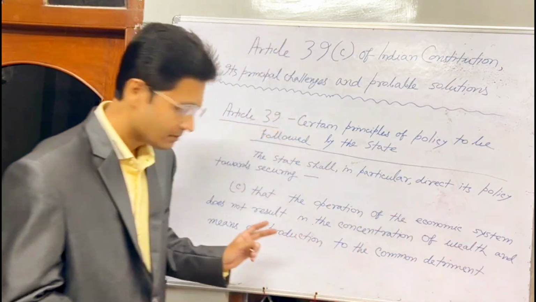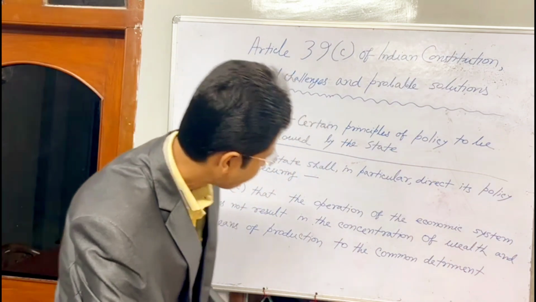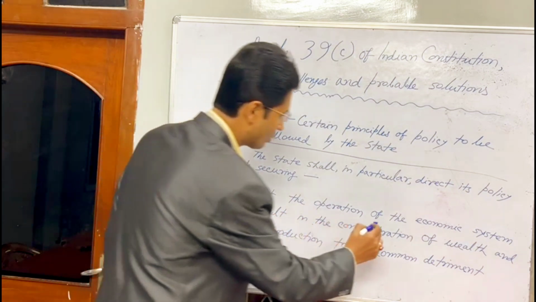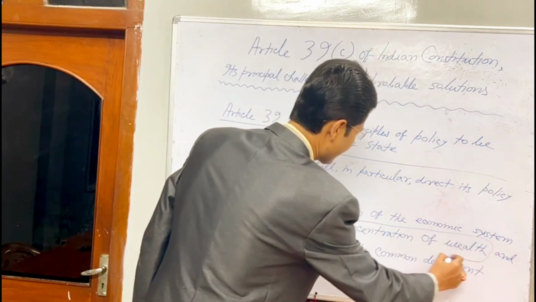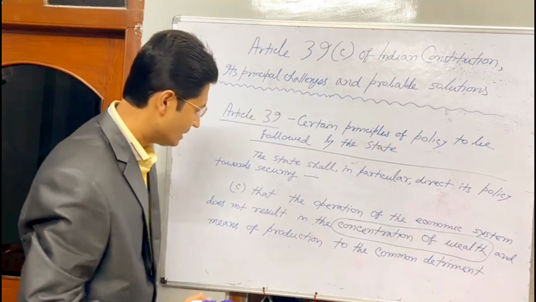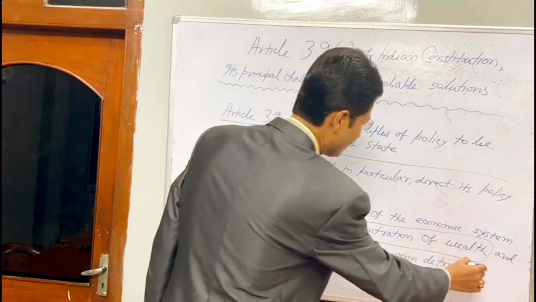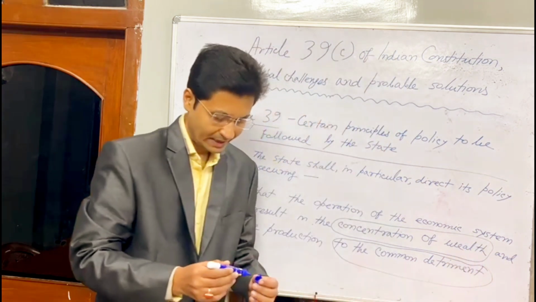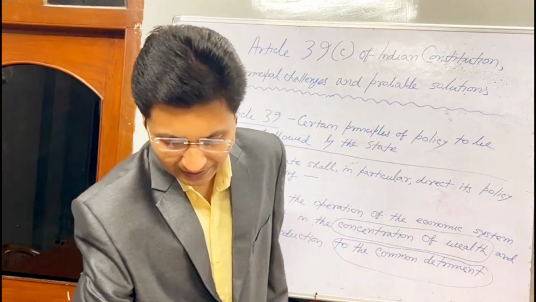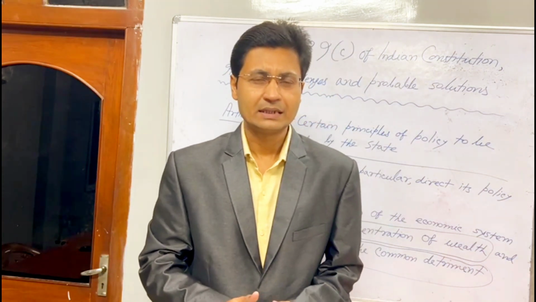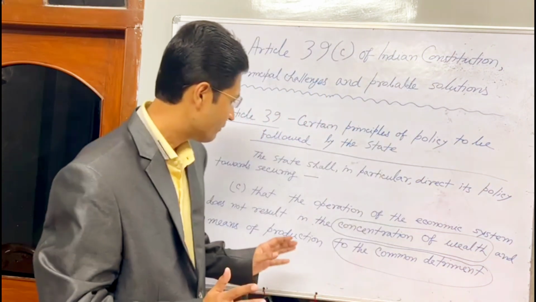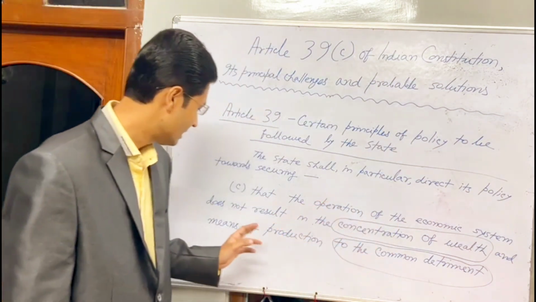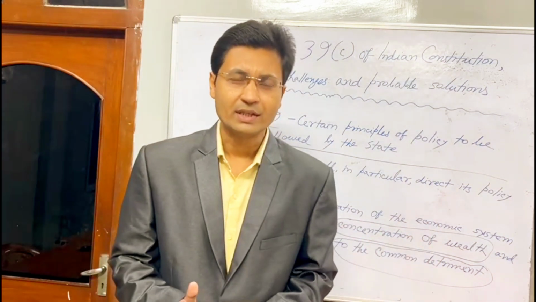So two things are most important here. First, the operation of the economic system does not result in the concentration of wealth, and another is the means of production to the common detriment. So the state must try to achieve that end as per Article 39C, that the operation of the economic system does not result in concentration of wealth and means of production to the common detriment.